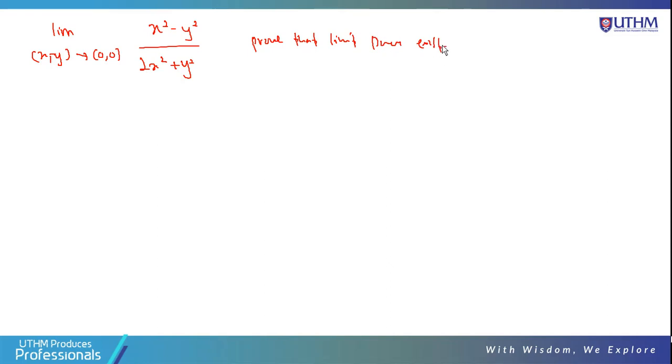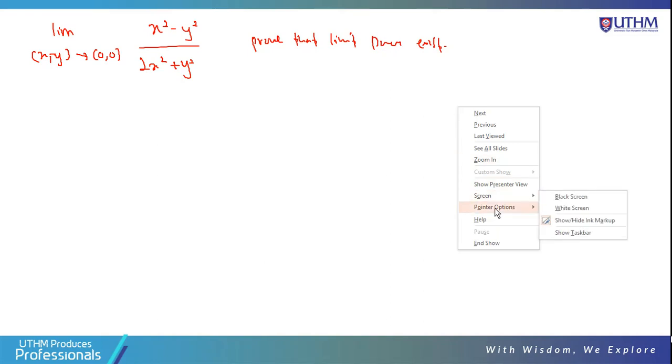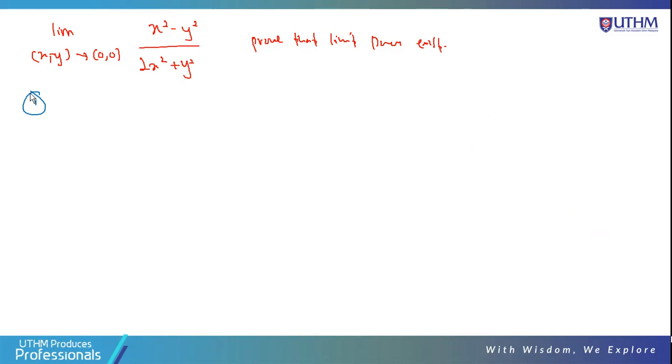The first step, we need to choose the path along x equal to 0. Along x equal to 0, you just substitute x equal to 0 into the function. So x is gone, leaving negative y squared over y squared, since the x terms become zero, you get negative 1.